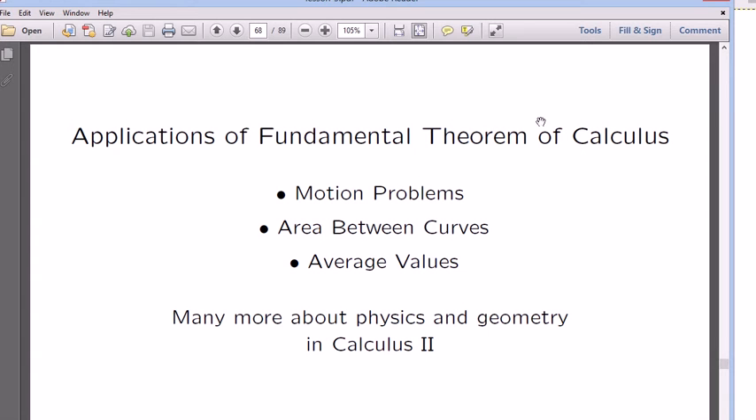So right now we're focusing on applications of the fundamental theorem of calculus. Last time we did this motion problem. After that, they introduced area between curves. And after that, they introduced average values. And in Calc 2, you learn more techniques and more applications of physics and geometry problems.